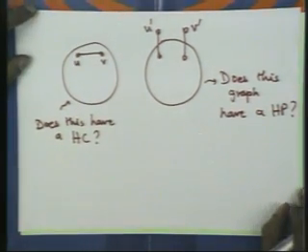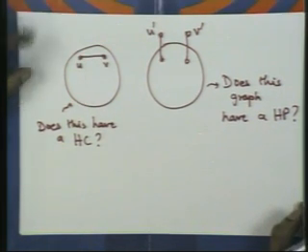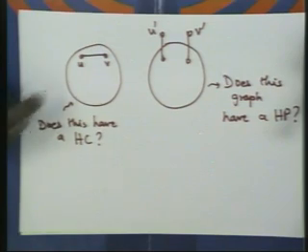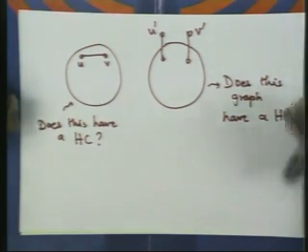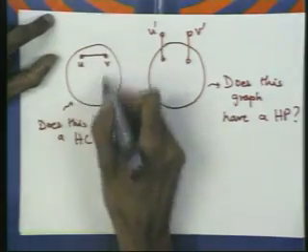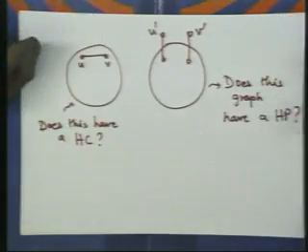Now, let's see. Supposing this graph did have a Hamiltonian circuit, and not only that, the Hamiltonian circuit passed through the vertices U and V in order, which means the edge UV was present in some Hamiltonian cycle in the graph. Then let's notice that this new graph has a Hamiltonian path.